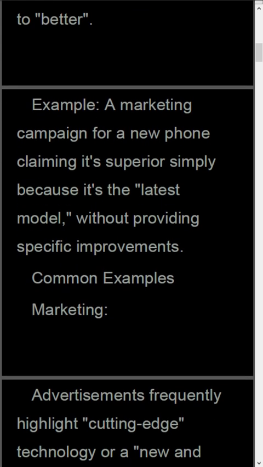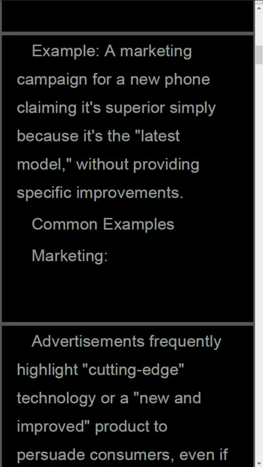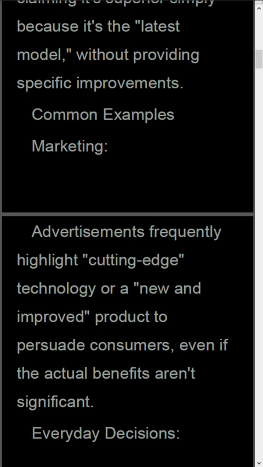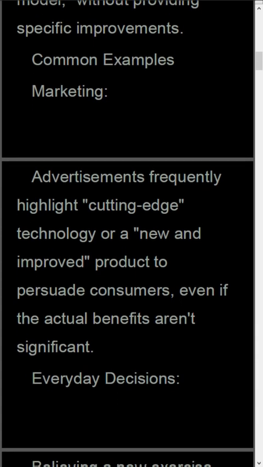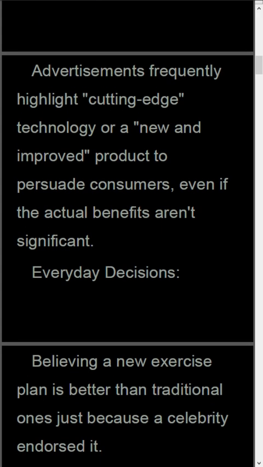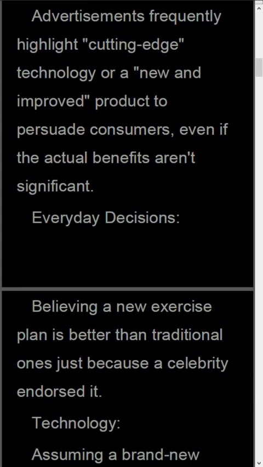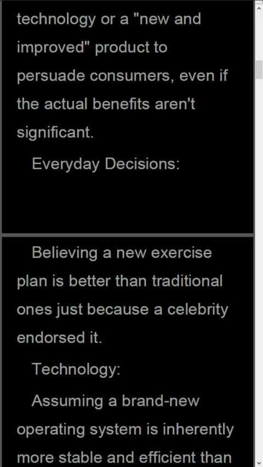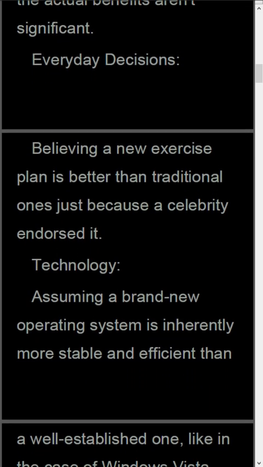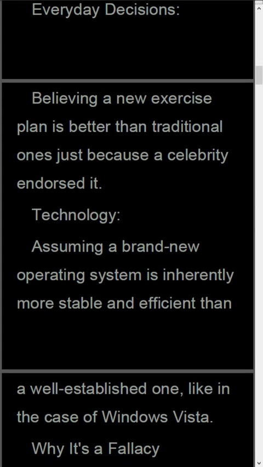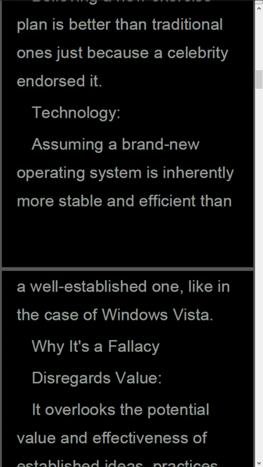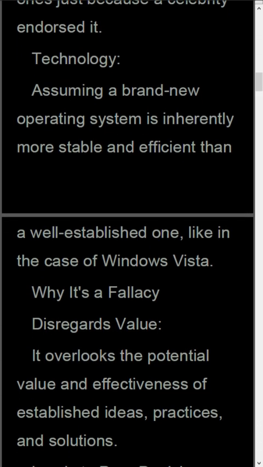Common examples. Marketing. Advertisements frequently highlight cutting-edge technology or a new and improved product to persuade consumers, even if the actual benefits aren't significant. Everyday decisions. Believing a new exercise plan is better than traditional ones just because a celebrity endorsed it. Technology. Assuming a brand new operating system is inherently more stable and efficient than a well-established one, like in the case of Windows Vista.